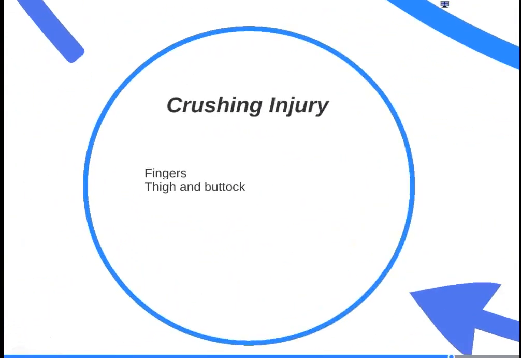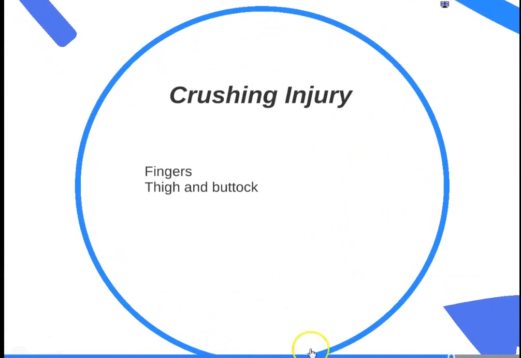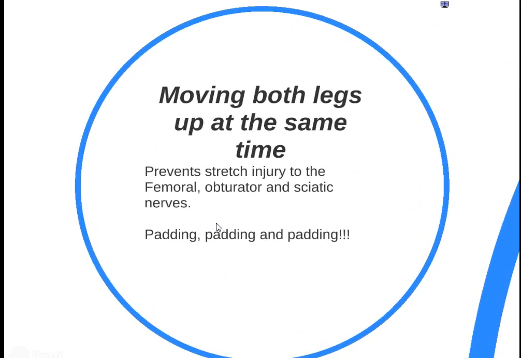It's pretty awesome. So the crushing, I told you about the fingers and the thighs and the buttocks getting crushed when that bed comes back up. And the bottom of the bed should go down, both legs at the same time, for instance, and the patient's injury to the femoral, obturator, and sciatic nerves, very bottom edge of the bed.